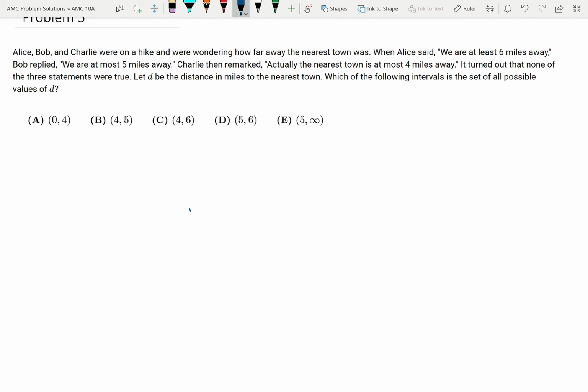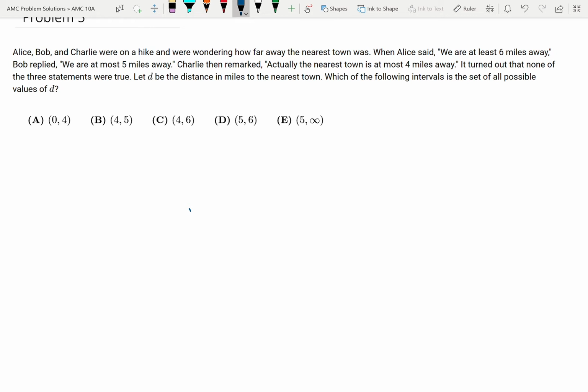Alice, Bob, and Charlie were on a hike and were wondering how far away the nearest town was. When Alice said we are at least 6 miles away, Bob replied we are at most 5 miles away. Charlie then remarked, actually, the nearest town is at most 4 miles away. It turned out that none of the three statements were true.